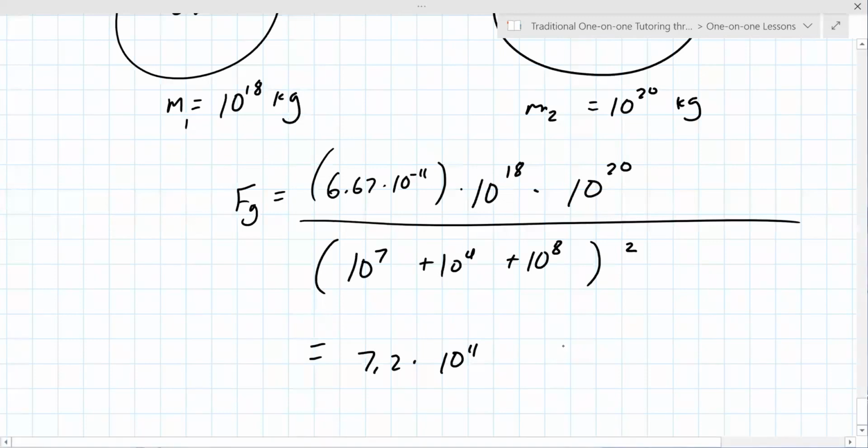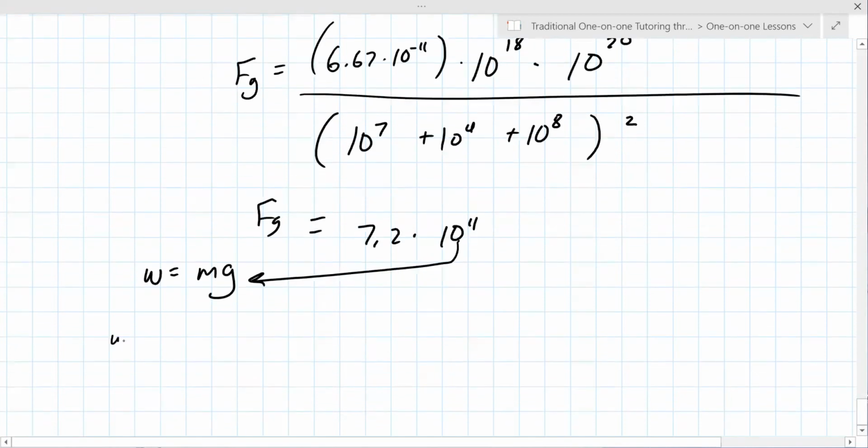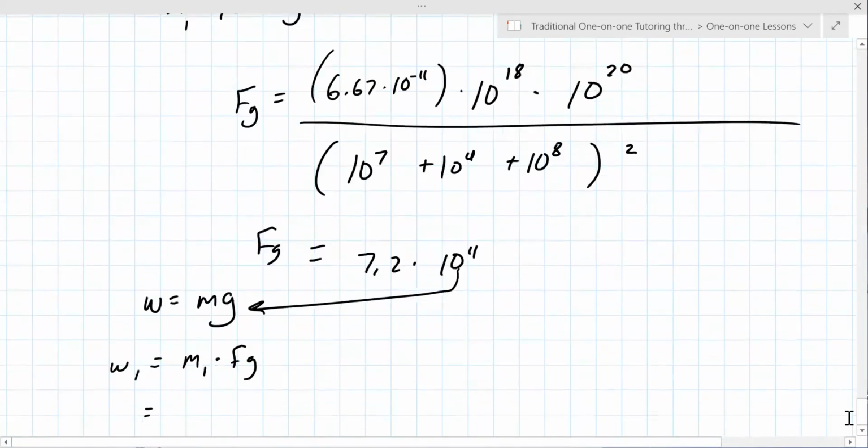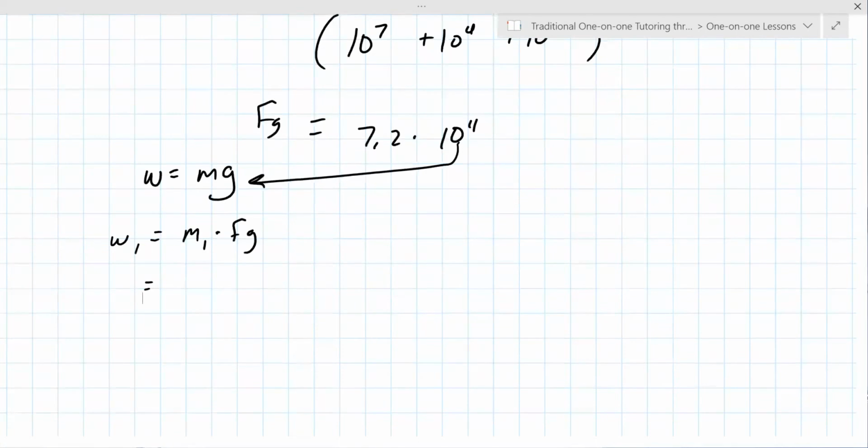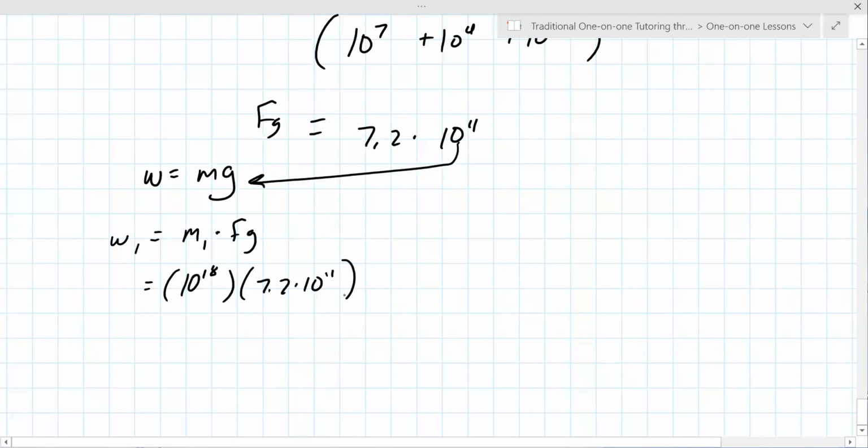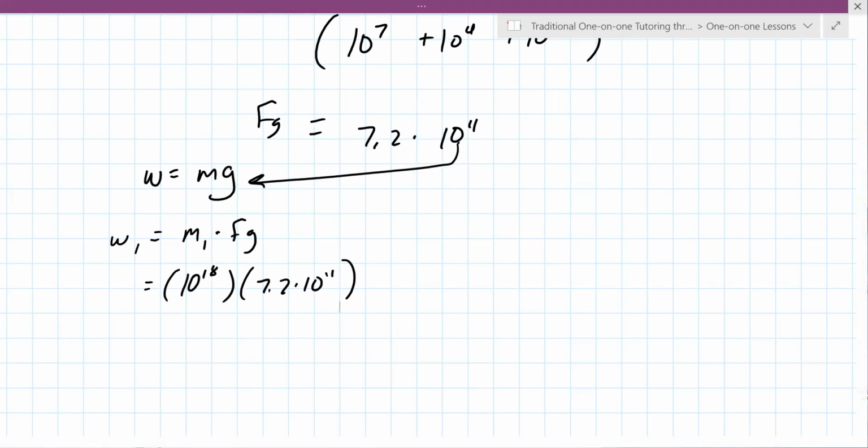Great. Now let's say I wanted the weight. The weight is mass times gravity, right? This number right here is your G. Let's say I wanted the weight of planet 1. It would be m1 times the force of gravity. m1 is 10 to the 18th, and the force of gravity is 7.2 times 10 to the 11th. So you'd multiply those together to get the weight.